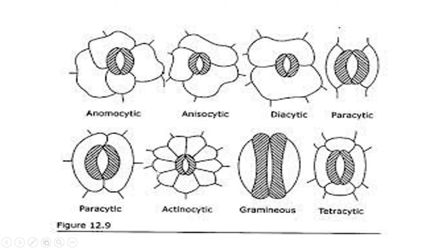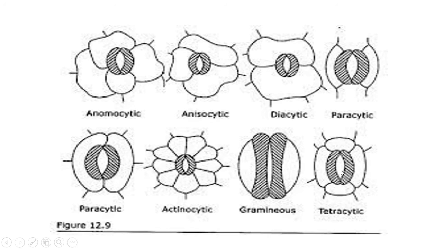Then another one, this is also paracytic, same. Then graminaceous. It is the characteristic feature of all grasses, family Gramineae and Cyperaceae. In this type, the guard cells are dumbbell shaped. Now see, there are 2 guard cells. They are dumbbell shaped and surrounded by only 2 subsidiary cells.